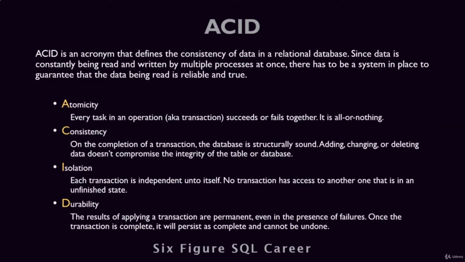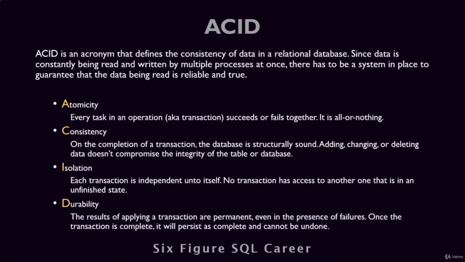So let's talk for a minute about ACID. ACID is an acronym that defines the consistency of data in a relational database. Since data is constantly being read and written by multiple processes at once, there has to be a system in place to guarantee that the data being read is reliable and true. So ACID is the acronym that is used, and it consists of 4 parts: atomicity, consistency, isolation, and durability.